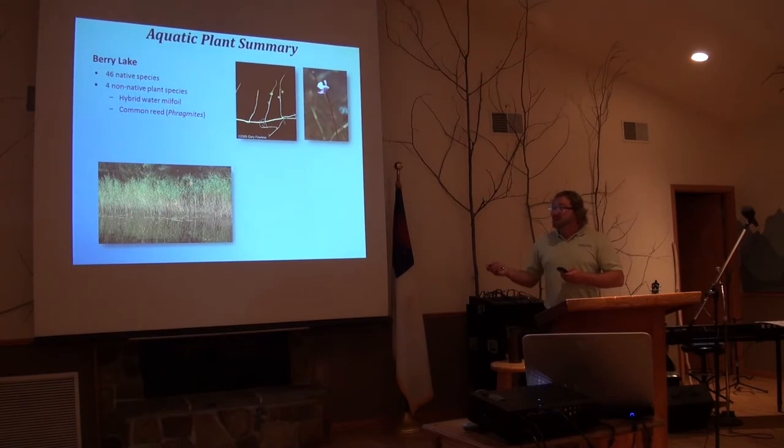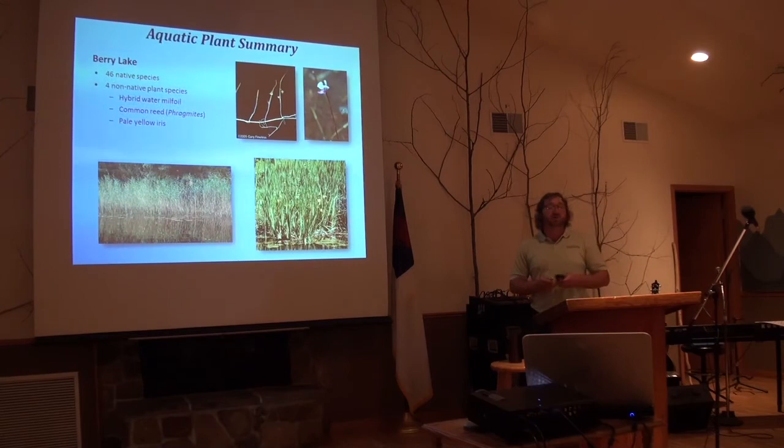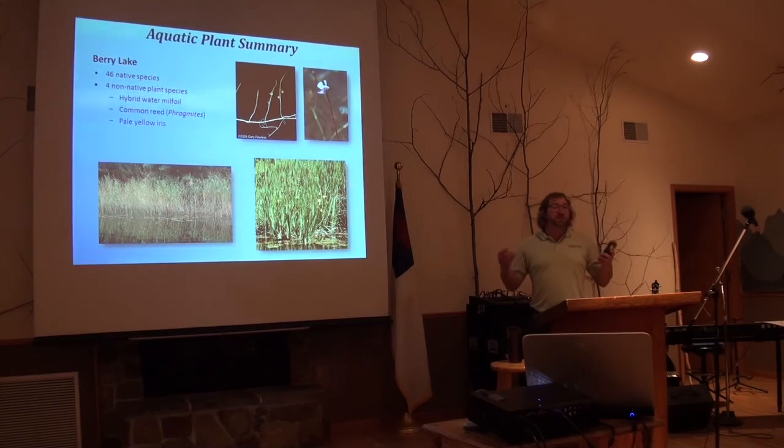Common reed or Phragmites, I'm sure many of you know about that as well. Pale yellow iris on the shorelines, okay? If it's yellow, yeah, it's pretty, but it's not supposed to be there. Only blue irises are supposed to be on our shorelands. If a yellow iris is there, that means it's stepping in the spot where a blue iris could be, and the yellow irises have reduced function for our ecosystem.